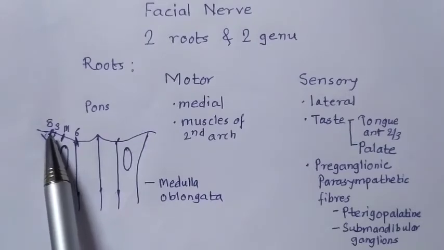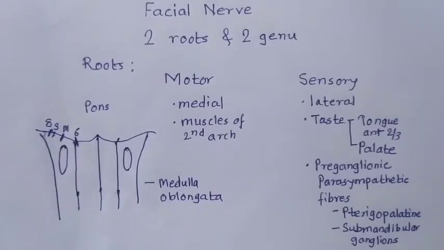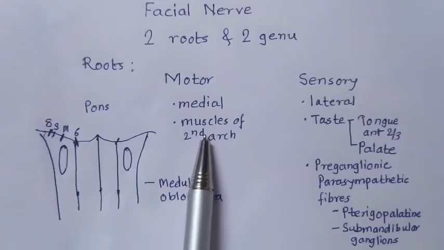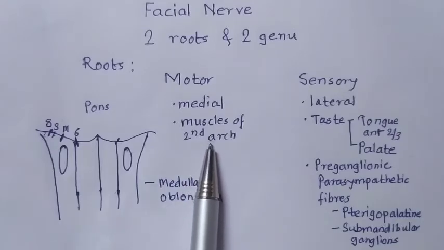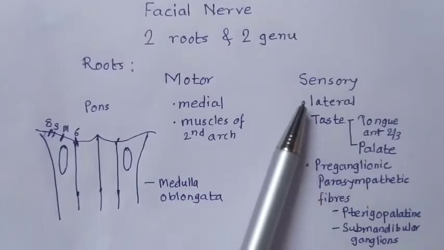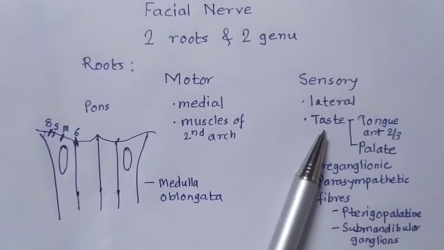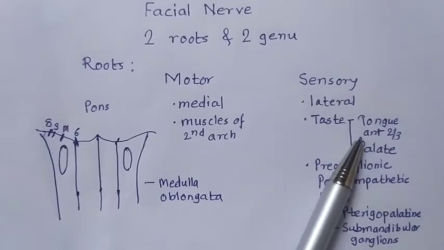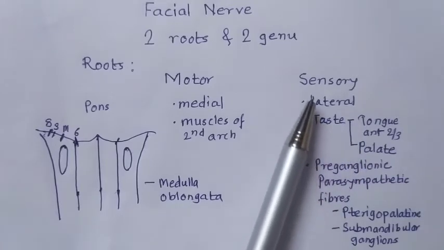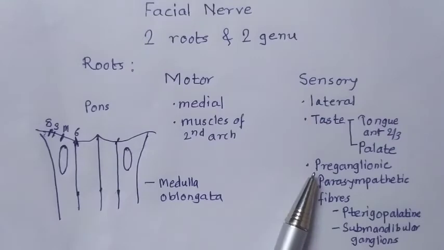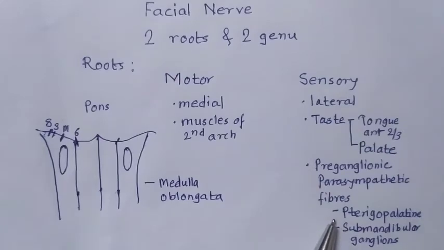It lies near the eighth nerve, that is vestibulocochlear. The motor root supplies the muscles derived from second pharyngeal arch, while the sensory root carries the taste sensations from anterior two-thirds of tongue and also from palate. The sensory root also carries preganglionic parasympathetic fibers for the pterygopalatine and submandibular ganglions.